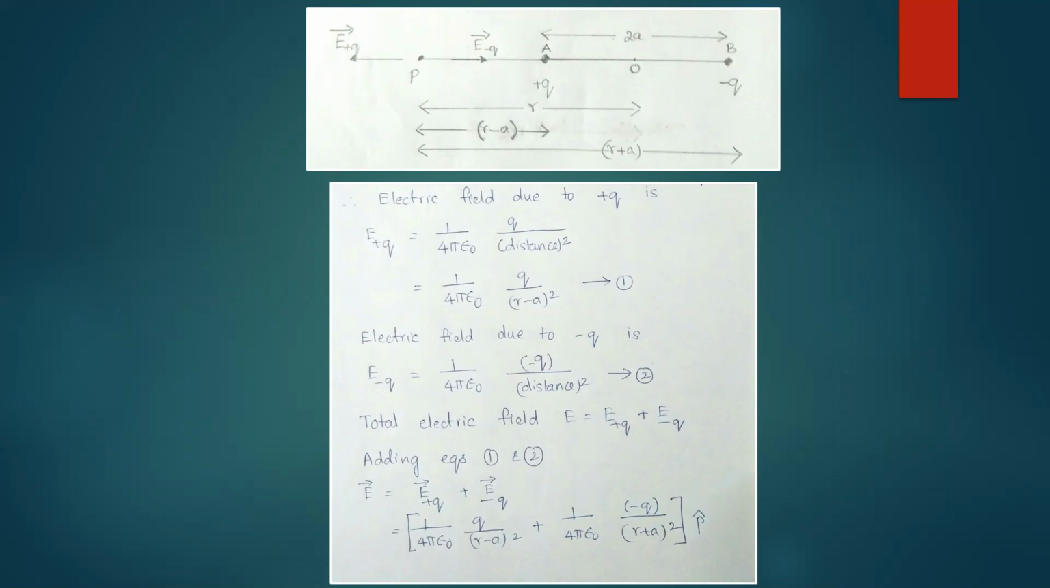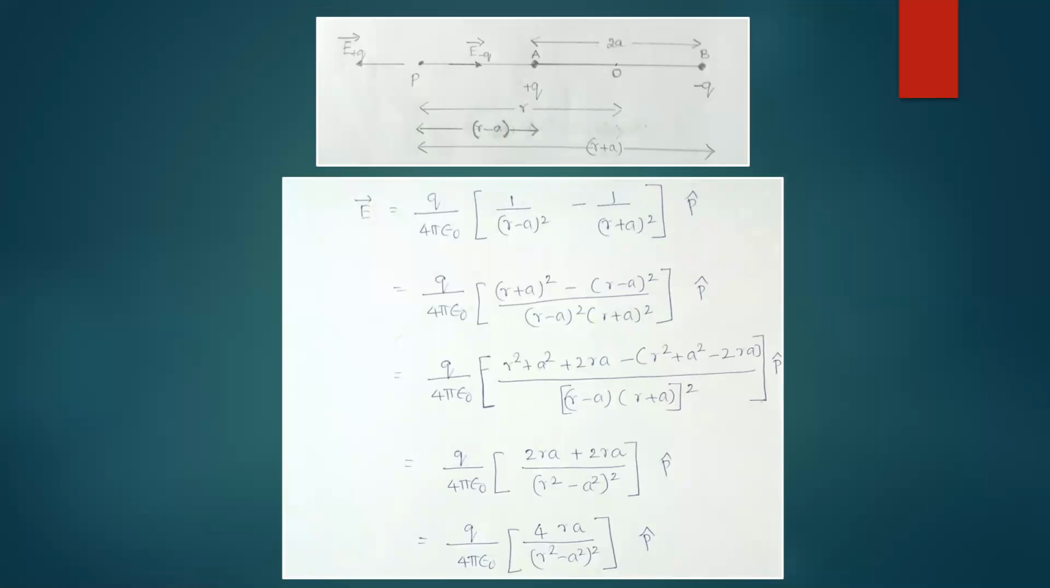Therefore, total electric field, adding equations 1 and 2, we get E bar is equal to E plus Q bar plus E minus Q bar, that is equal to 1 by 4 pi epsilon naught Q by (R minus A) whole square plus 1 by 4 pi epsilon naught minus Q by (R plus A) whole square. Keep everything in a square bracket. Outside the bracket, we have P cap. Once again, P cap is nothing but the unit vector in the direction of the dipole moment.